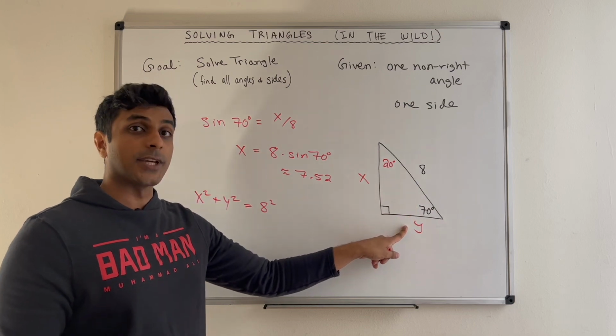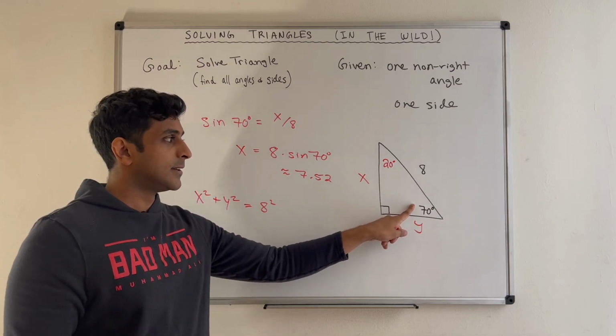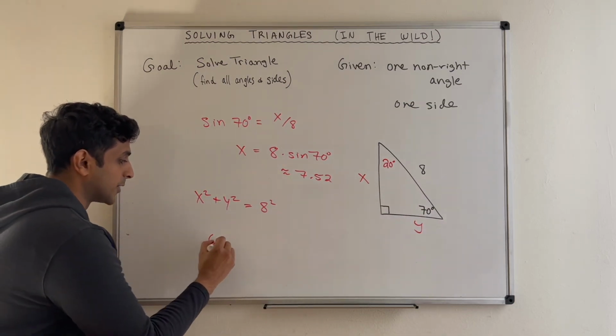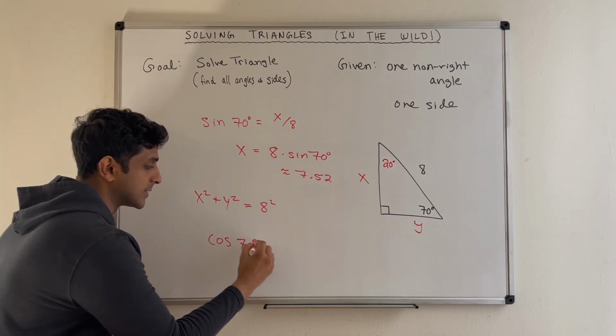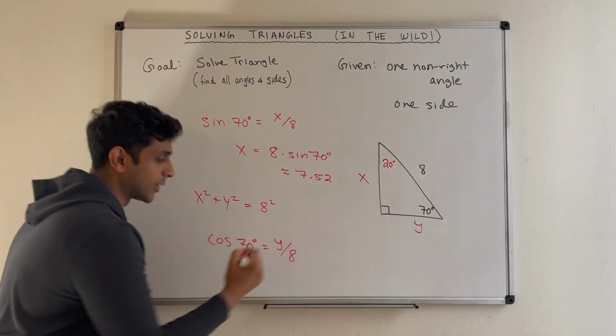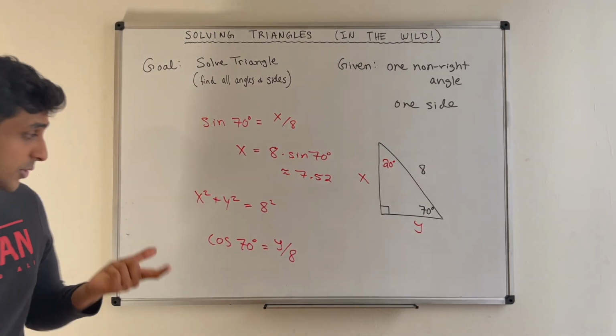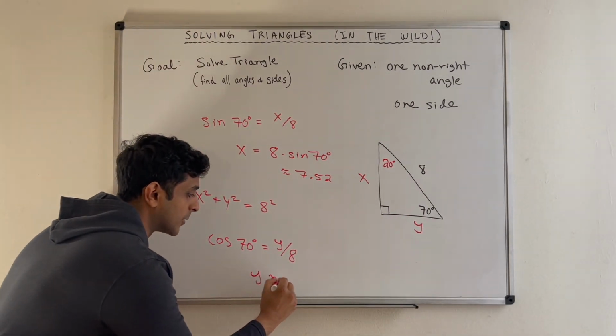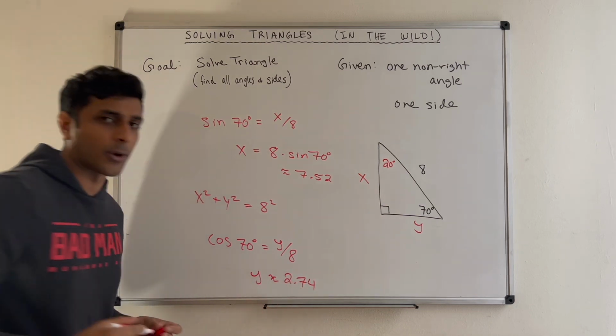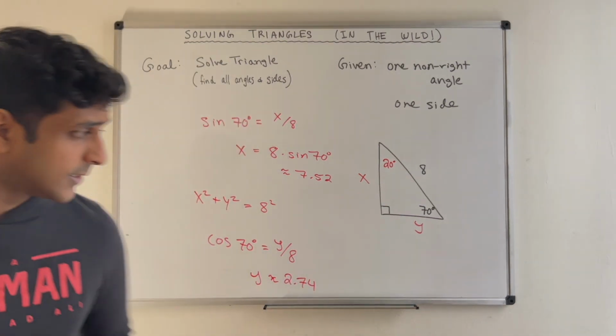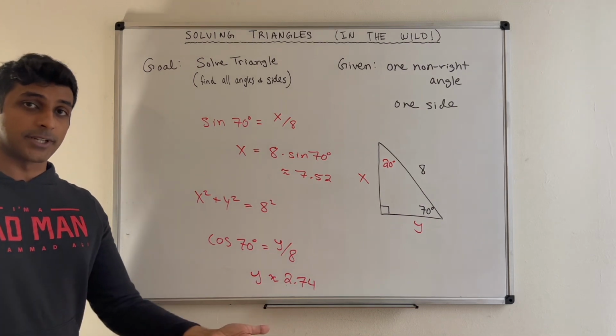Well, y is the adjacent side to 70 degrees, and 8 is the hypotenuse. So the cosine of 70 degrees is equal to y over 8. So we can use either of these equations to solve for y. And when you do, I believe you get y is about 2.74 or something like that. So that's the main setup that you're going to get.